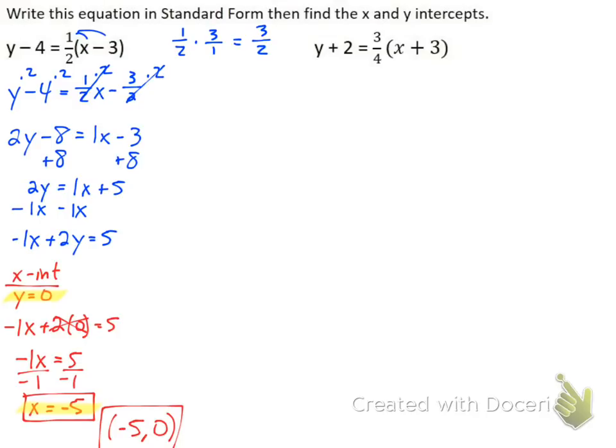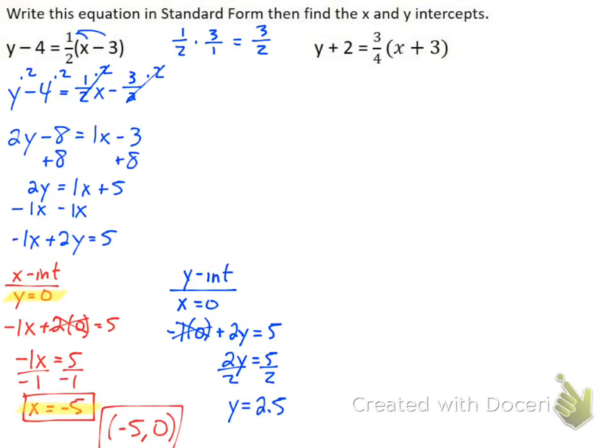With the other one, to find my y-intercept, I'm going to make my x equal to 0. So I get negative 1 times 0 plus 2y is equal to 5. So I get 2y is equal to 5, and divide both sides by 2. So y is equal to 2.5. Again, an ordered pair. x is 0, y is negative 2.5, or sorry, positive 2.5. So it's the ordered pair 0, 2.5. Those are my x- and y-intercepts after I get my equation in standard form.